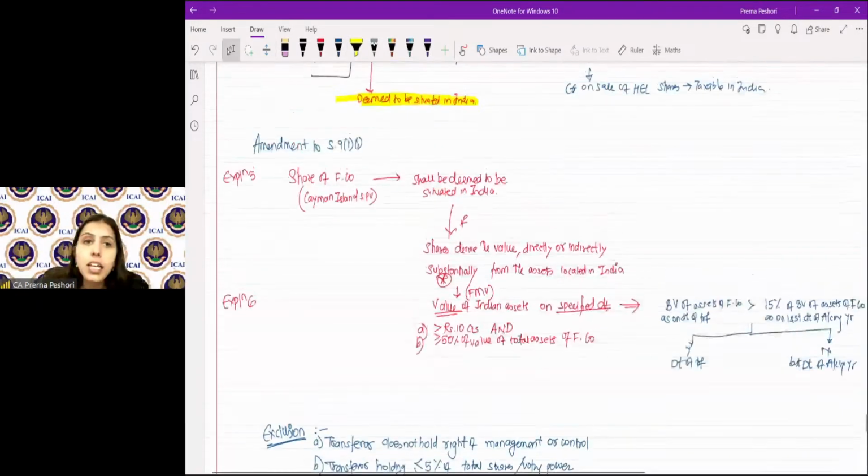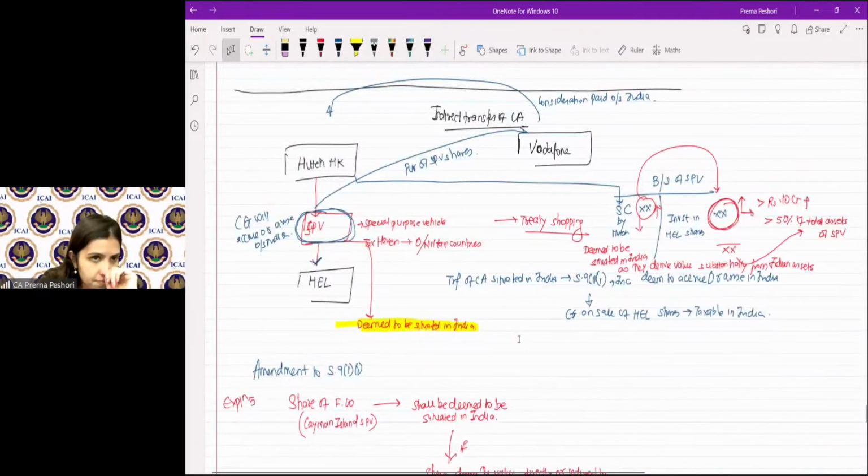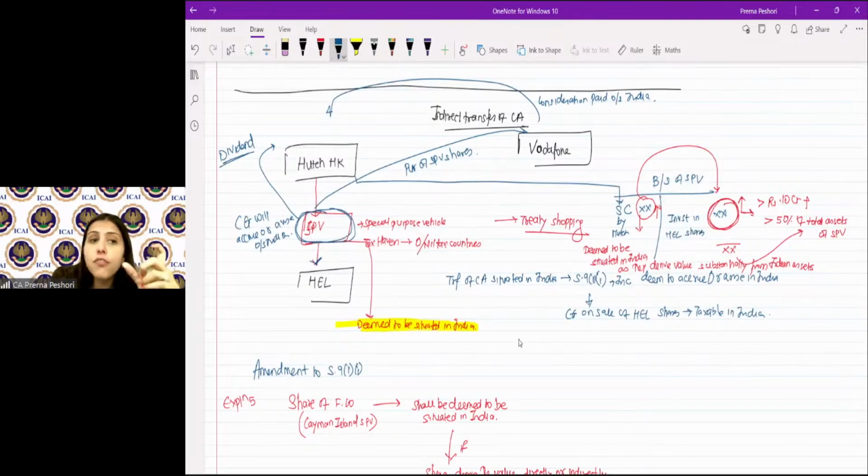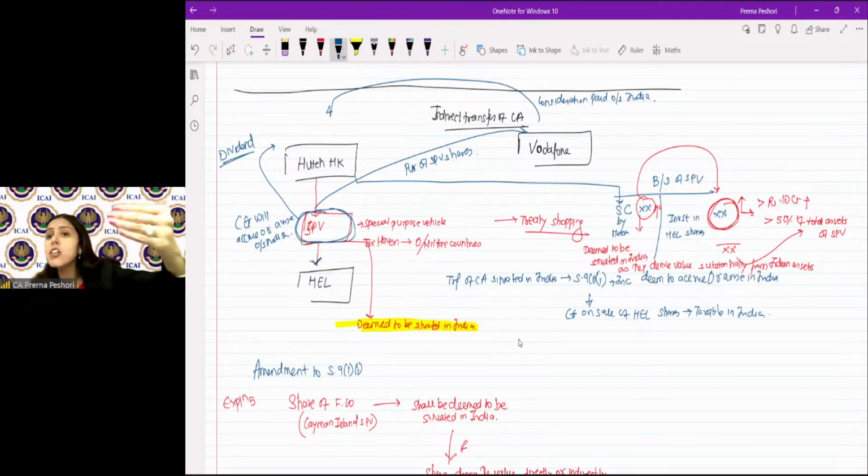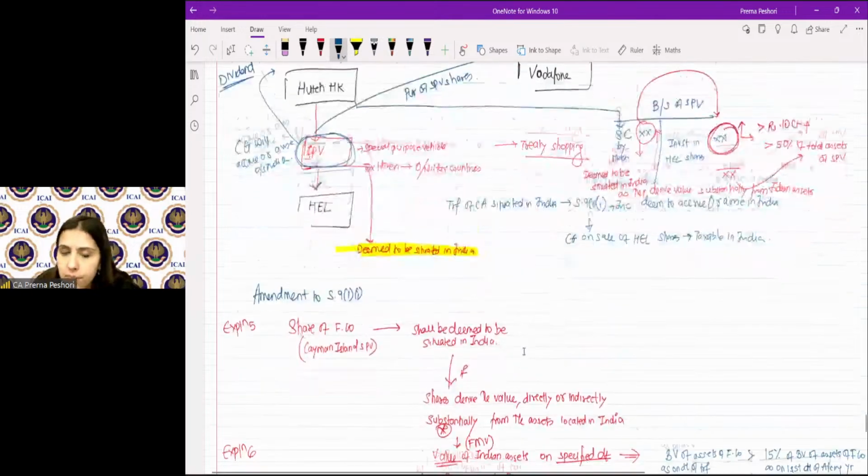Lastly, let's say, for example, the dividend is declared by this SPV. Let's say this SPV declares the dividend. Now, when I'm saying that the shares of the SPV are deemed to be situated in India, there was an apprehension that if the dividend is declared in respect of those shares, whether the dividend will also be deemed to accrue or arise in India.